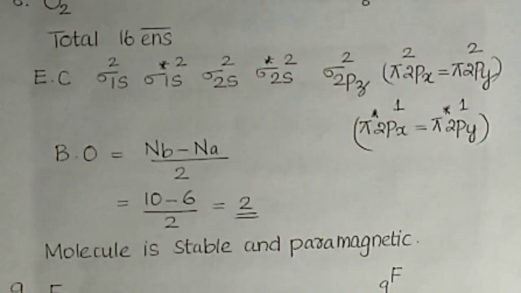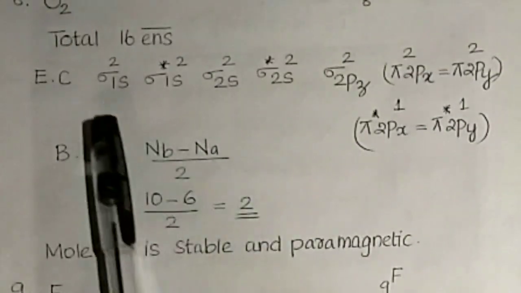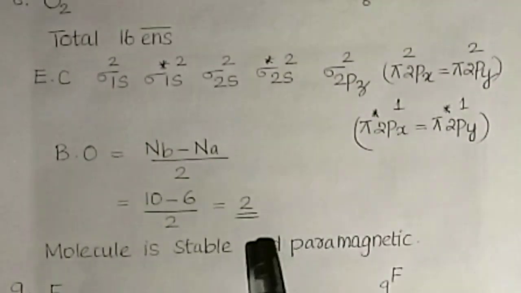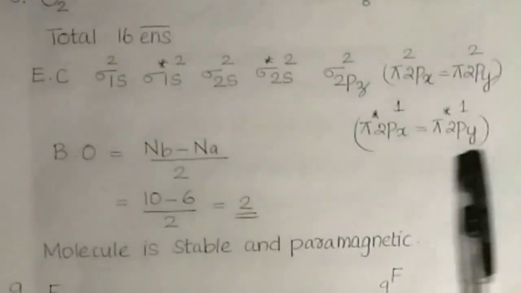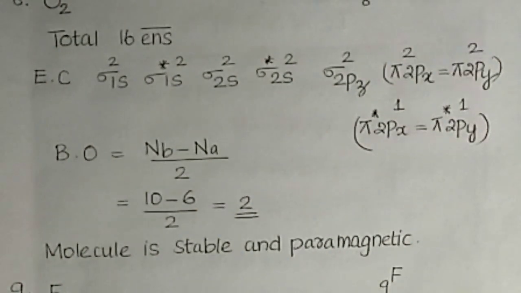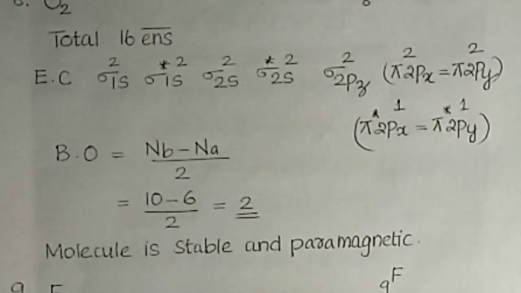To prove the oxygen molecule is paramagnetic, you should write the electronic configuration. Then this molecular orbital consists of unpaired electrons, so it is paramagnetic in nature.